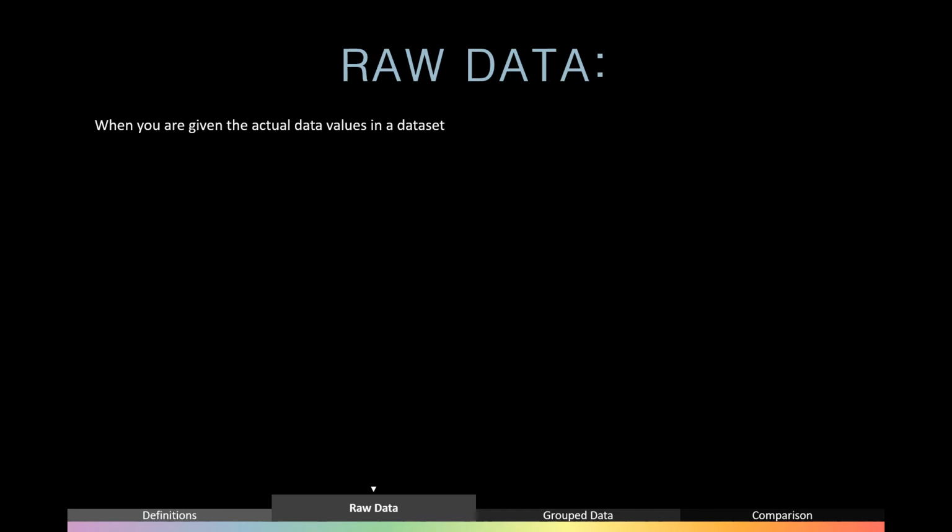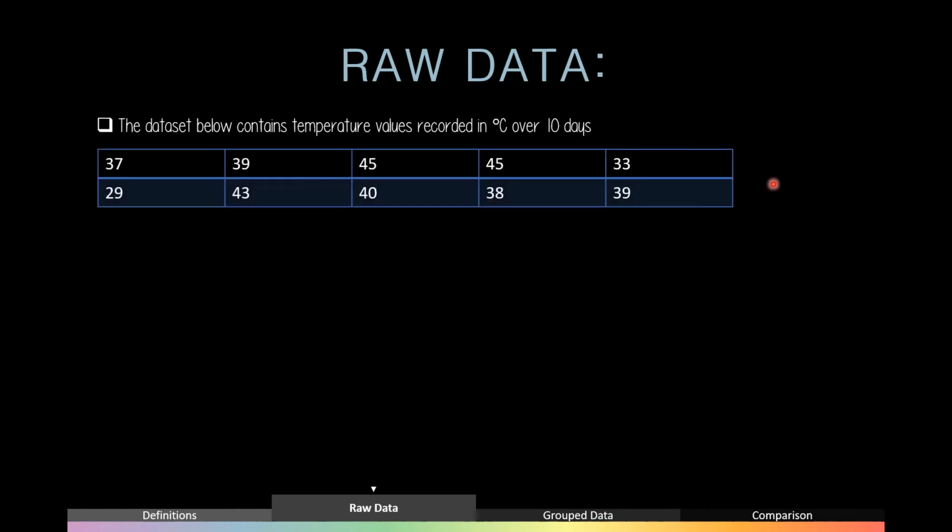Okay, so now that we've defined everything, we're going to move on to working with data. And the first type of data we're going to work with is raw data. Raw data is when you're given the actual data values in a data set. So for example, if we were given this data set that contains temperature values that have been recorded in degrees Celsius, then we would refer to this as raw data because we can clearly see exactly what values are in the data set. So the first question is, what is the average or the mean temperature for the 10 days?